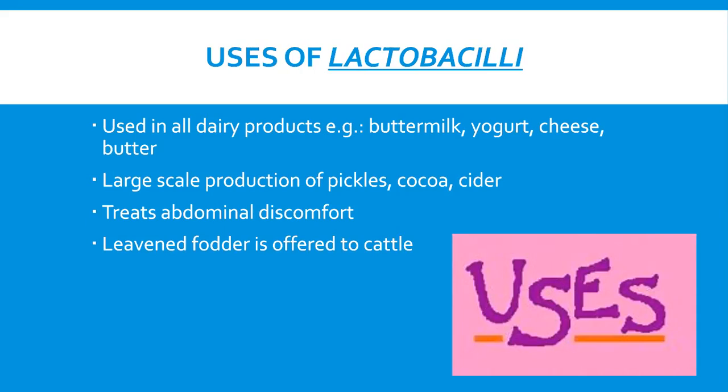Leaven fodder is often offered to cattle. Now, what does leaven fodder mean? That means the fodder that they give, the food that they give to the cattle, is not just normal food. They leaven it. Leaven in the sense they make it like a mixture of lactobacillus bacteria and some other nutritious bacteria with the food that they have. They make a churn of it and then they feed it to the cattle so that the cattle always remains healthy.